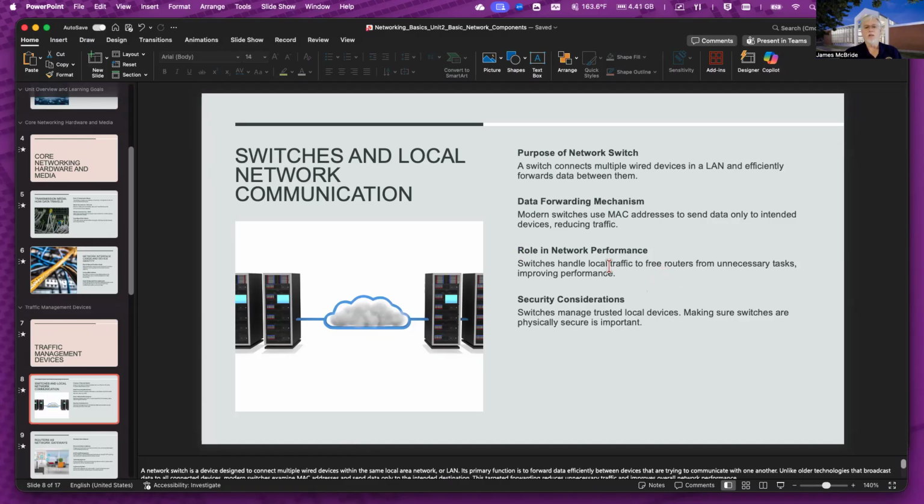Now, what it does, well, in performance, it handles all that local traffic, so routers don't have to do any of that. The only things that will go to a router are the ones that I need to get out of this network. I need to go someplace else, not here. And that will then be forwarded from the switch to the router, and then we'll talk about them and what they do. All right, but security considerations.